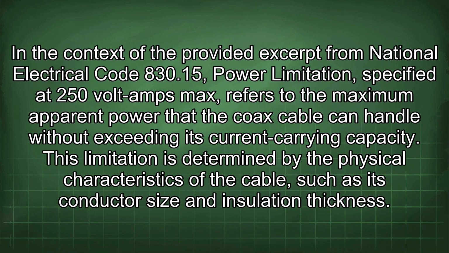In the context of the provided excerpt from National Electrical Code 830.15, power limitation, specified at 250 volt-amps max, refers to the maximum apparent power that the coax cable can handle without exceeding its current carrying capacity. This limitation is determined by the physical characteristics of the cable, such as its conductor size and insulation thickness.